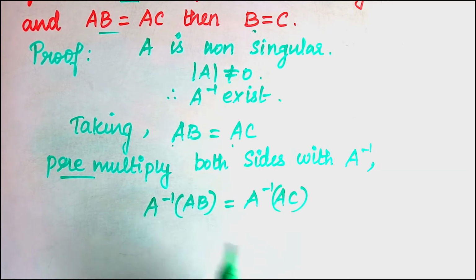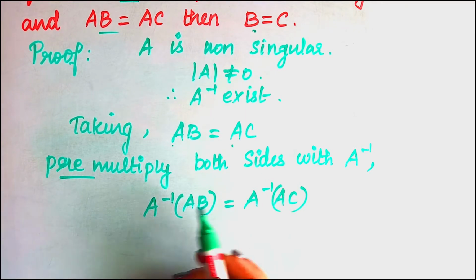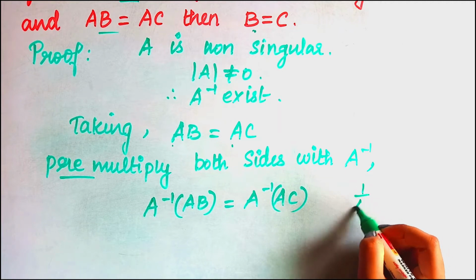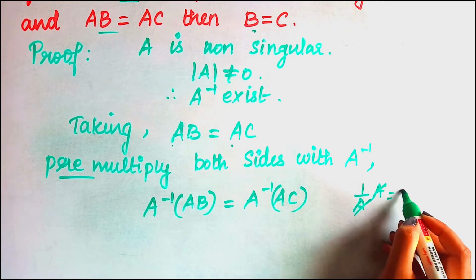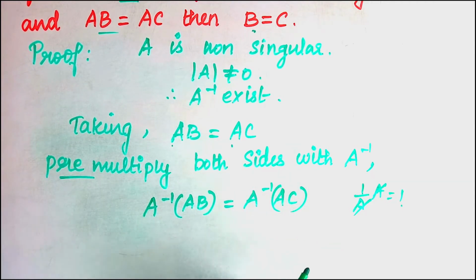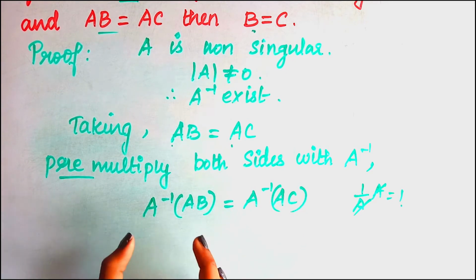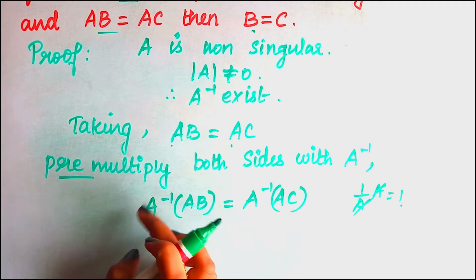Now, in order to cancel A inverse and A, we already know that A inverse is nothing but 1 divided by A, and here there is another A, so we can cancel this and we'll get 1, so 1 into B will be B, and we'll get the answer. But maths doesn't work like that. For changing the brackets, we have a property called the associative property. Using that property only, you can change the brackets.